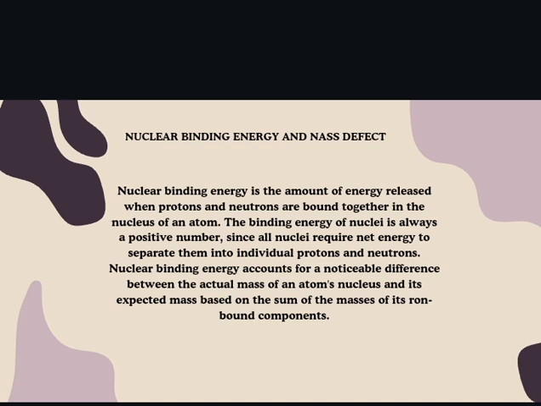Nuclear binding energy and mass defect. Nuclear binding energy is the amount of energy released when protons and neutrons are bound together in the nucleus of an atom. The binding energy of nuclei is always a positive number since all nuclei require net energy to separate them into individual protons and neutrons. Nuclear binding energy accounts for a noticeable difference between the actual mass of an atom's nucleus and its expected mass based on the sum of the masses of its nucleon components.